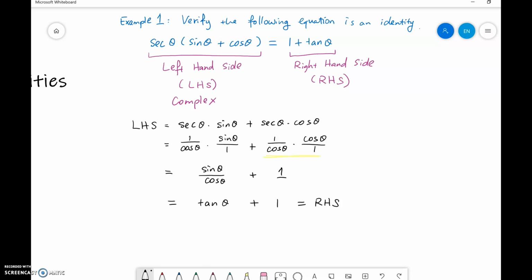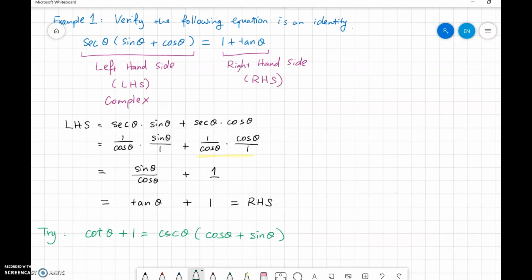Okay. For this one, you can try to verify the identity for cotangent theta plus 1 equals cosecant theta times cosine theta plus sine of theta. You have the starting point, you have the end point, and now you're going to connect the dots. How can I get from point A to point B? What are the necessary steps? You can try that one.